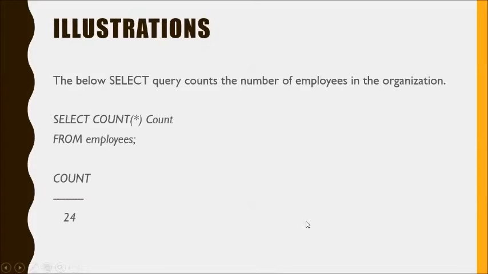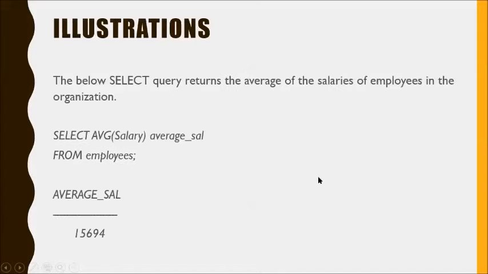So illustrations. So the below select query counts the number of employees in an organization. So same illustrations that we have presented a while ago. So select count, open and close parentheses with an asterisk, count from employees. So example, the generated output is 24.